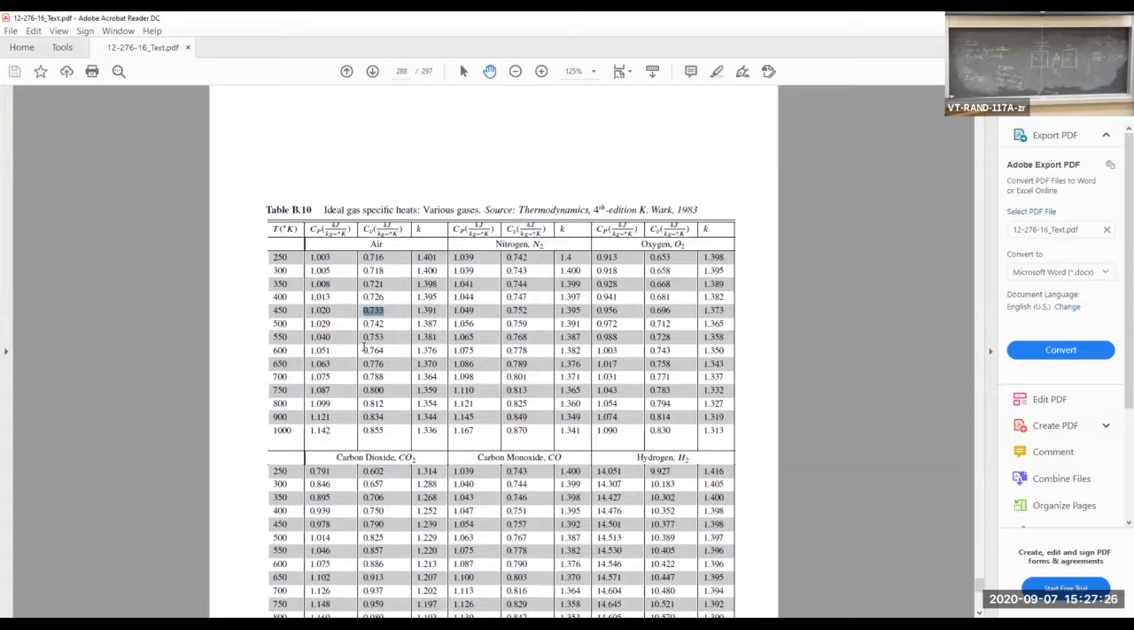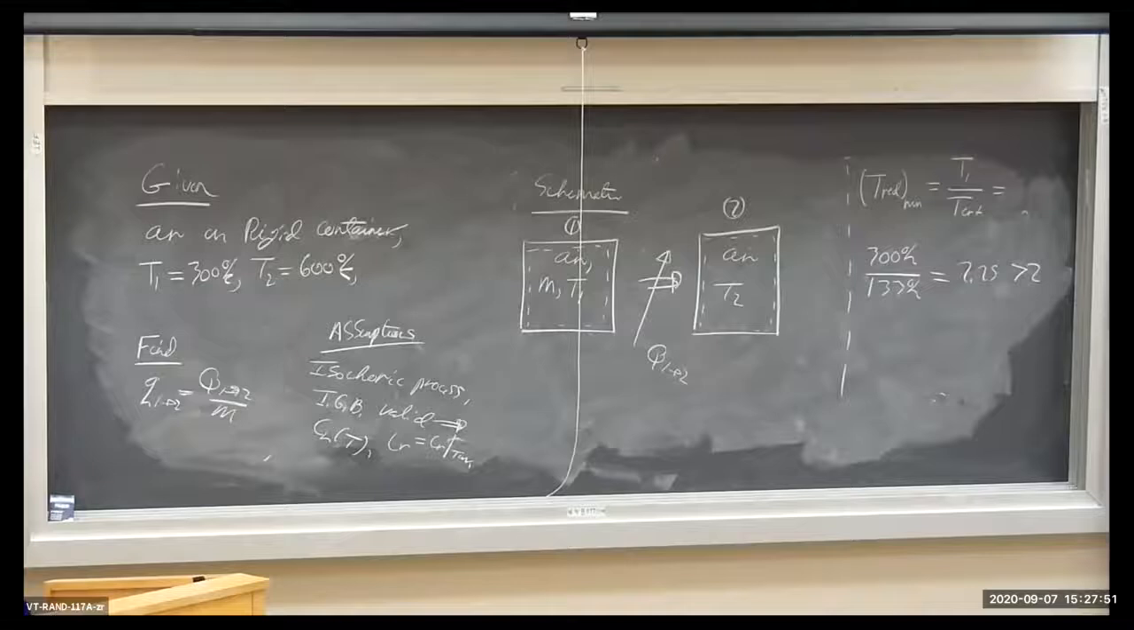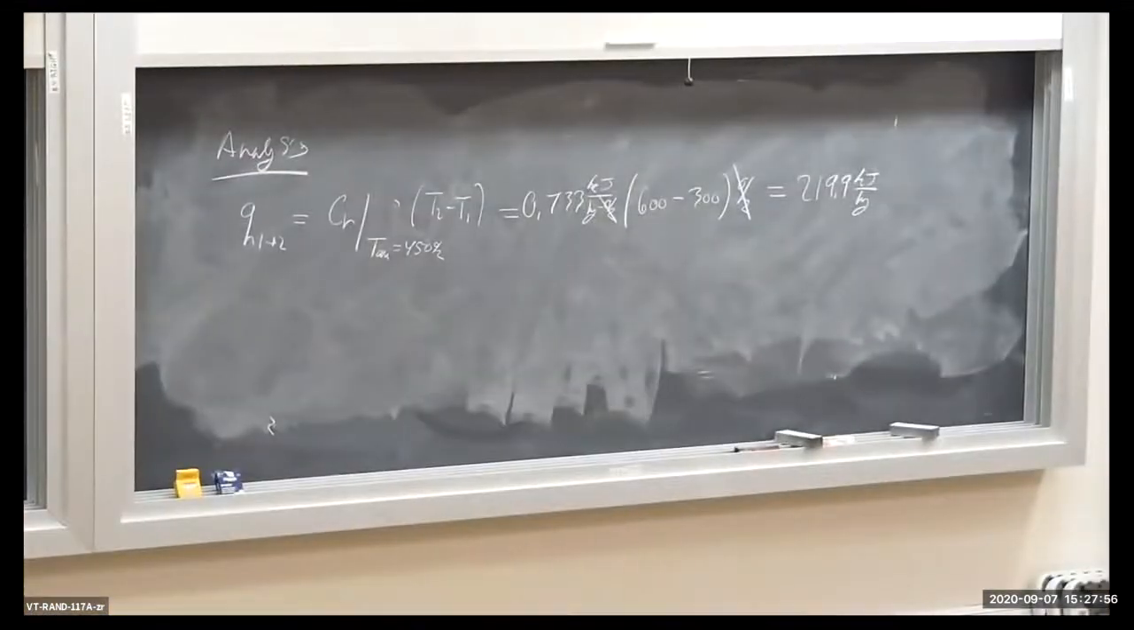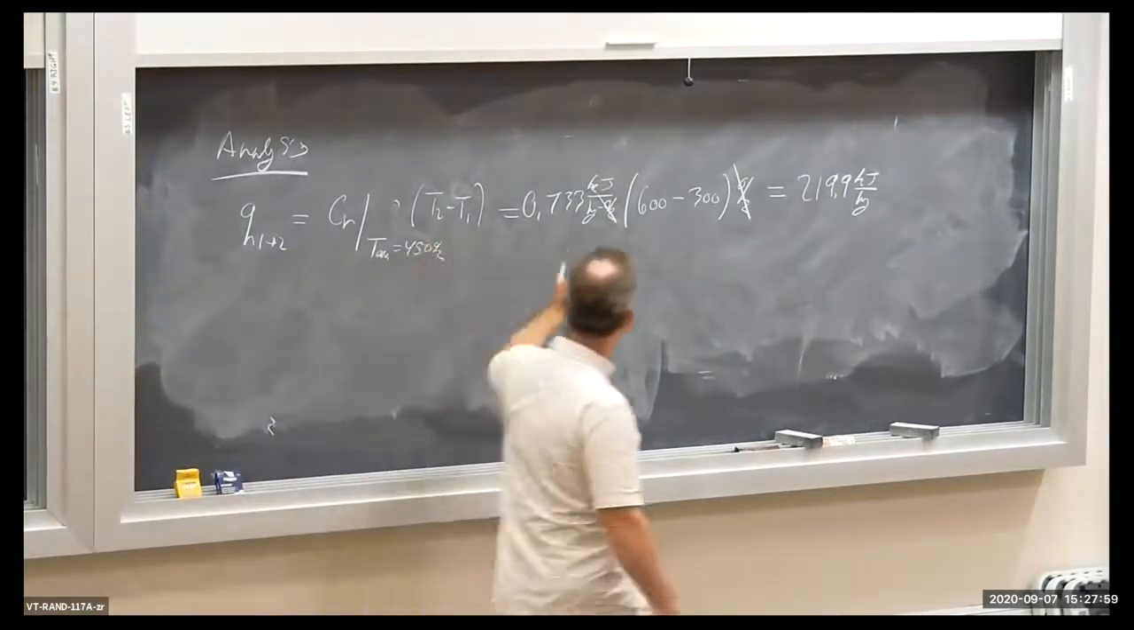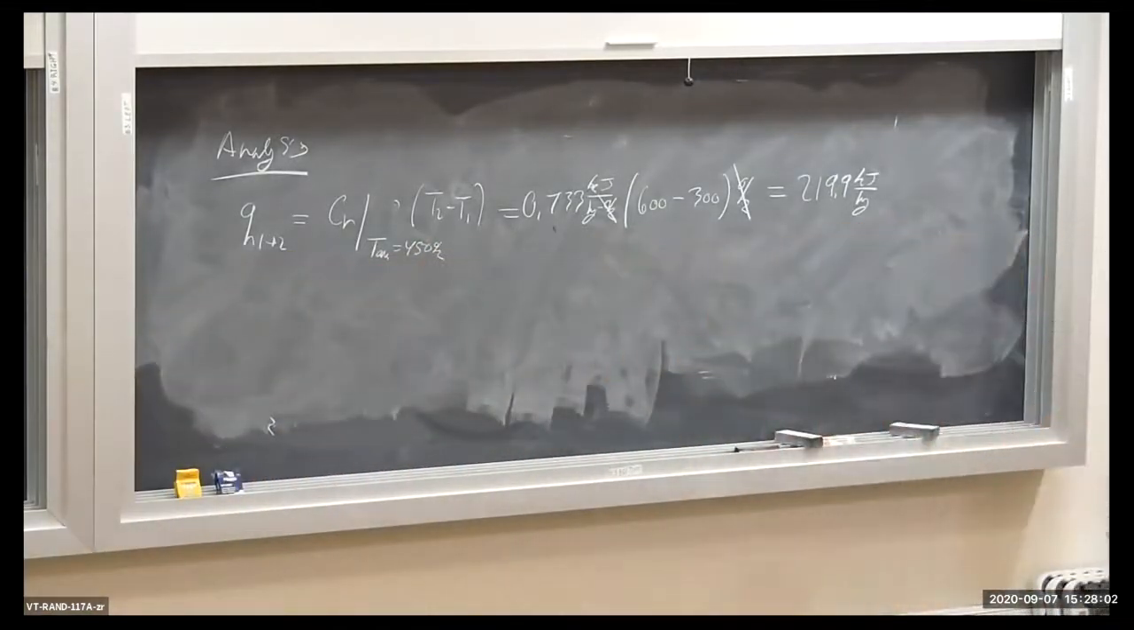And I get 0.733 times 300, which is 219.9 kilojoules per kilogram. Sorry about that. There we go. 0.733 kilojoule per kilogram degree Kelvin.